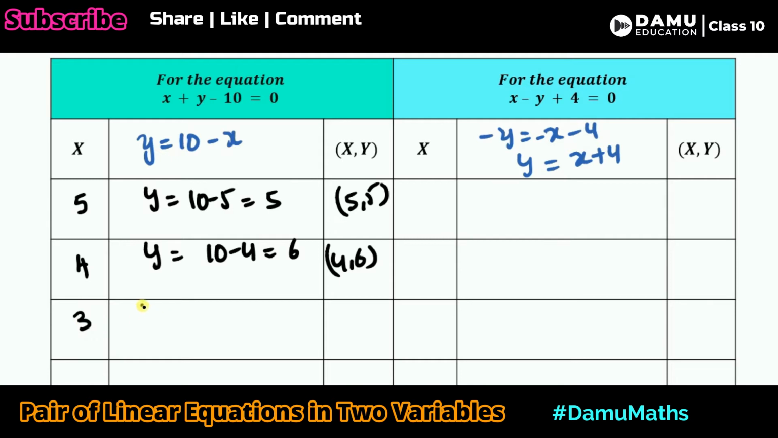Then what is the y value? So 10 minus 3, we will get 7. Then 3 comma 7. So let's move on with this one as it is.